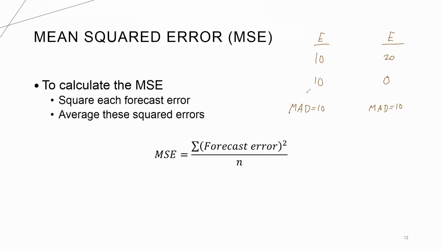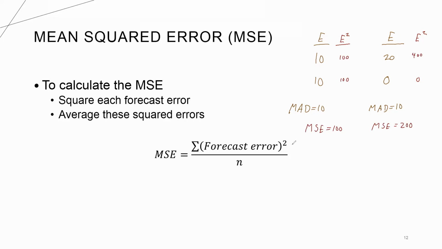So what is MSE doing? MSE is saying we're going to square these. We're going to get the squared errors. So let's get a different color here. Errors squared. And then we're going to average those. So we get 100 and 100. And then here we get 400 and 0. So then we average these. So then the MSE is the average of those, which is 100. And here the MSE is the average of 400 and 0, which is 200.